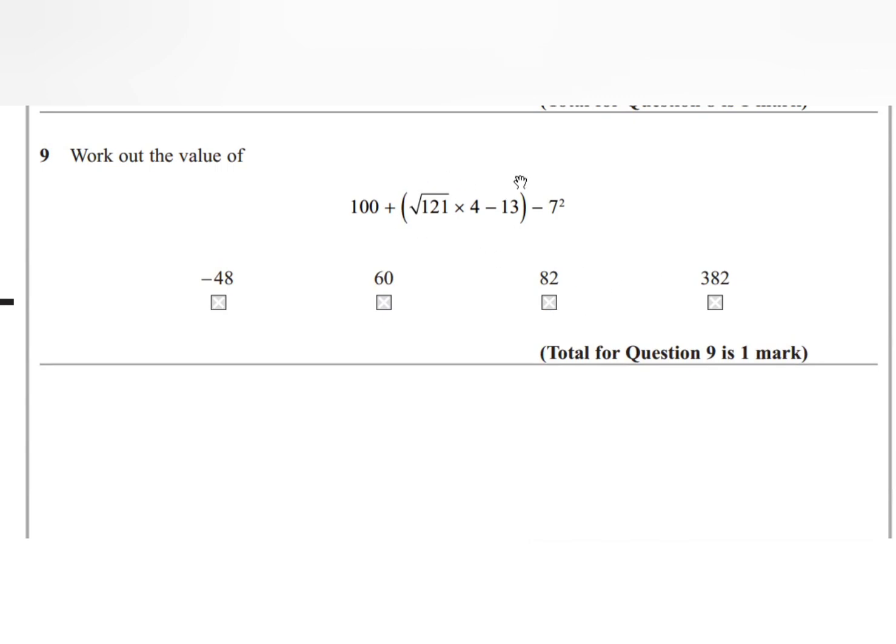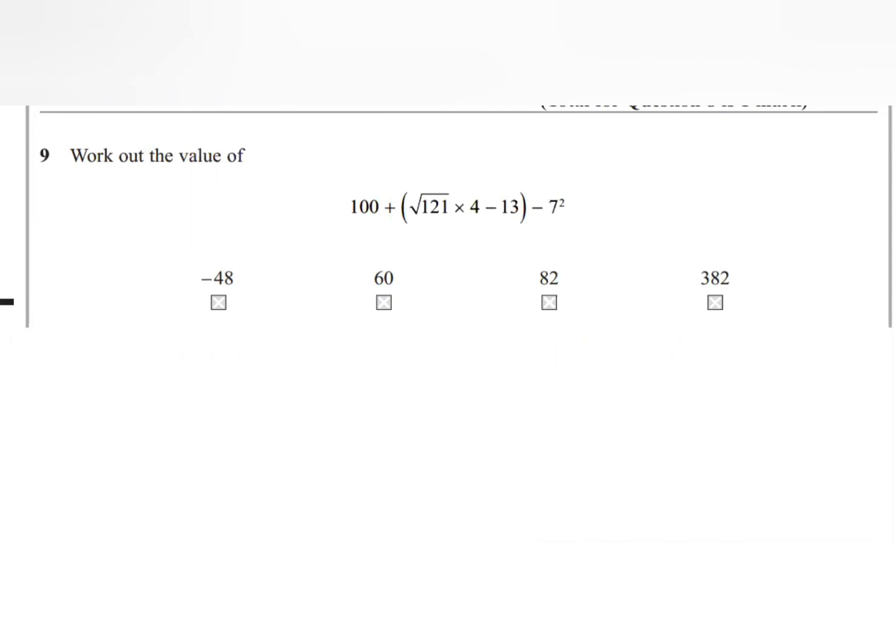As you can see, we have brackets here. So we have to do what's inside the bracket first. Let's do them down here. I don't want to mix things up for you guys. Let's do it here, all of it. So we have 100. We write 100. And then plus, and then what's inside the bracket?